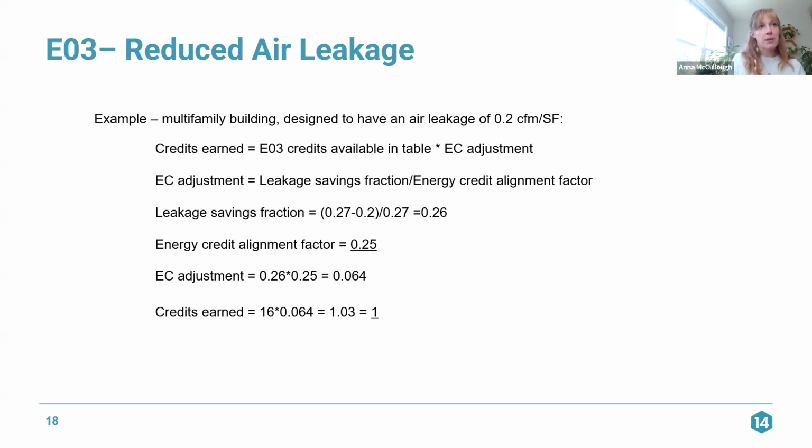Because we are a multifamily building, our energy credit alignment factor is 0.25. The EC adjustment is going to be 0.26 times 0.25, which equals 0.064. And the credits earned is 16 times 0.064, which is 1. So even with a significant reduction in the air leakage, we're seeing few credits using this calculation.